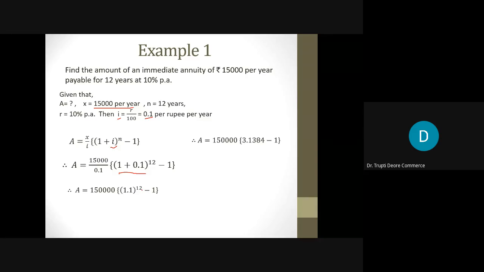Okay, done. Are you solving or not? Okay, done. What is the amount? Check the answer. Is it okay?